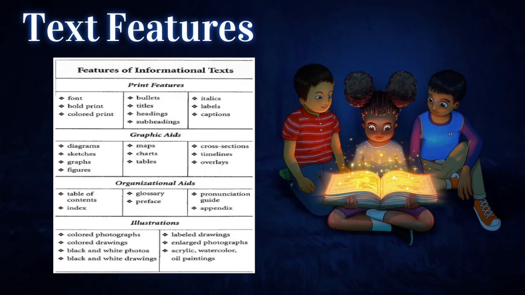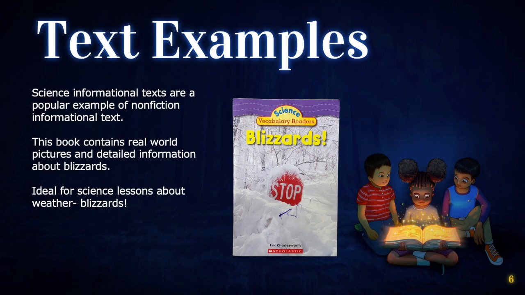Text features include print features, graphic aids, organizational aids, and illustrations. Print features could include bold print, really big headings, labels, captions, and so on and so forth.